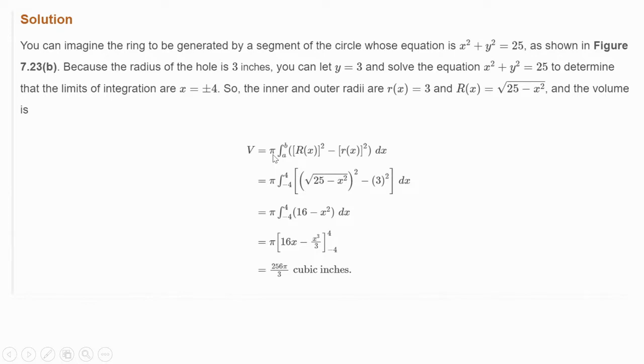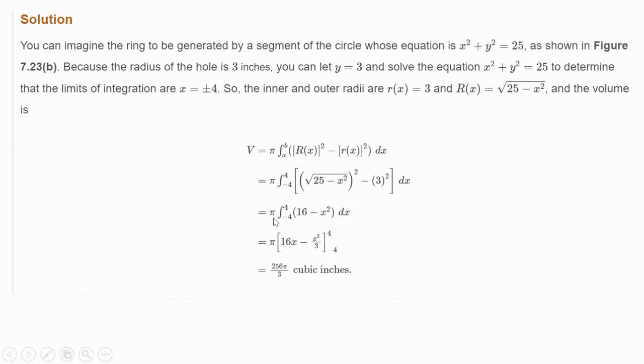So the volume is equal to pi times the integral from a to b of the outer radius whole squared minus the inner radius whole squared. Now I start substituting things in. We know that x runs from minus 4 to 4. And we know that capital R of x was the circle, so that's the square root of 25 minus x squared, whole squared. This minus sign is that minus sign, and R of x was 3 all the way through. So that is 3 squared.